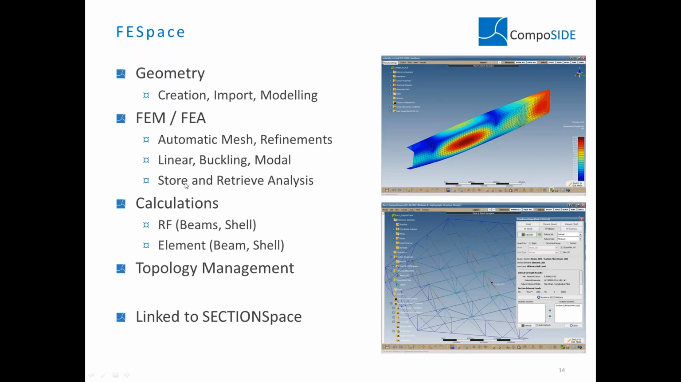You can easily store the analysis you are interested in and retrieve it as needed. So there is no longer having to look for files or to keep those results saved in a number of folders. Everything is contextualized within your model. It also includes capabilities for topology management and a straight link to section space, so that once you have a structure, you can review the section properties, go back to the section space, modify, and rerun the final model very quickly.